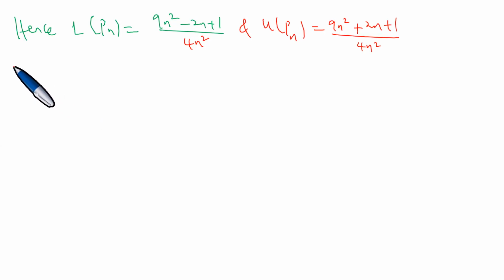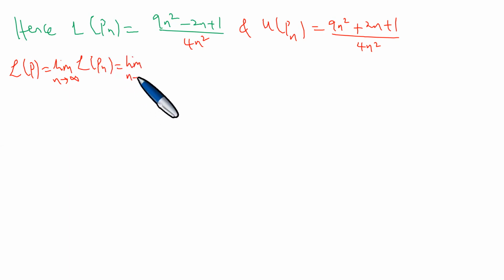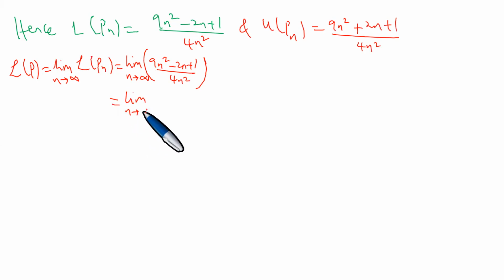So this is going to be 9n squared plus twice n plus 1 divided by 4n squared. You can see that the UPN is 9n squared plus 2n plus 1 over 4n squared, and the LPN has just minus 2n. Right, so we can take the limit of Sn, which is 9n squared minus 2n plus 1, which is the limit of 9 over 4 minus 2n over 4n squared plus 1 over 4n squared.